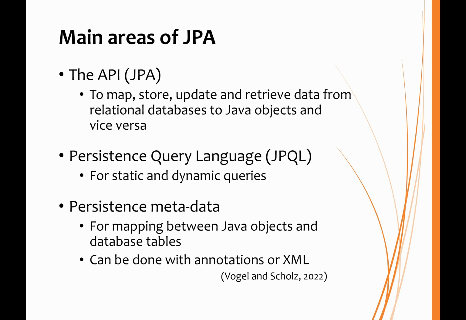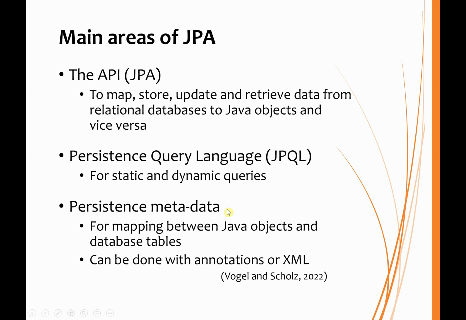Now there are quite a few parts to the JPA. There's the API itself that we would then use to map and store and update and retrieve data, essentially to maintain the consistency between the Java objects in our program and relational databases in both directions. There's also the persistence query language, known as the JPQL, and it allows us to write queries if the standard queries are not quite what we need for a particular interaction with the database.